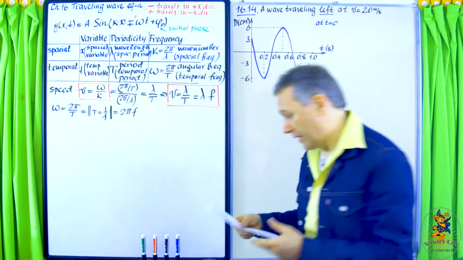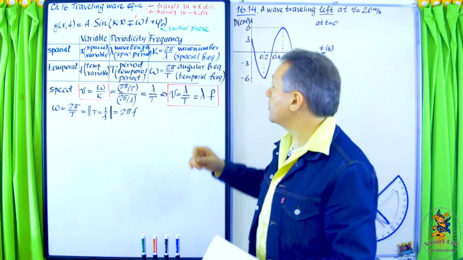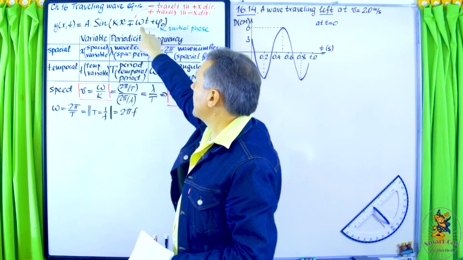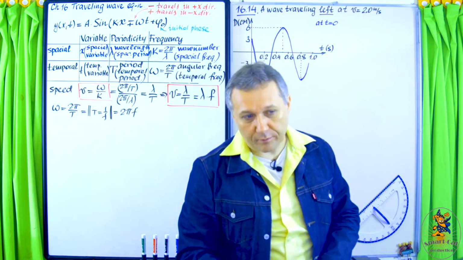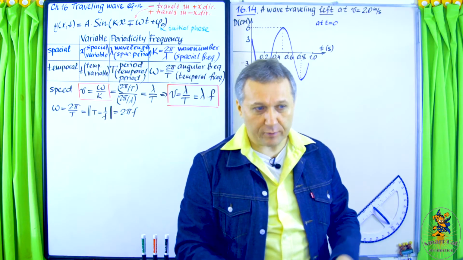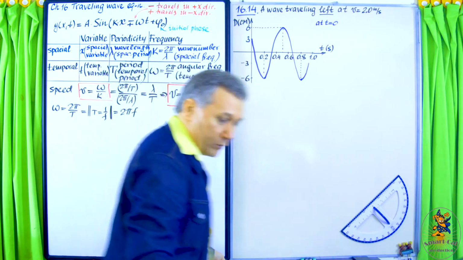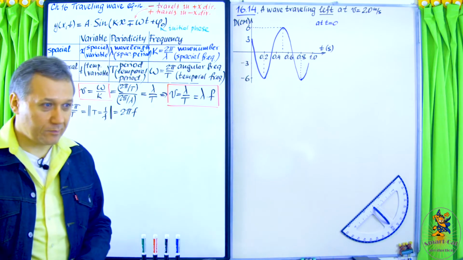Let me check if I actually mentioned everything. Another thing I should have mentioned is that this whole structure, kx plus minus omega t plus phi naught, all this structure is called the phase of a wave. Phase of the wave, right? Okay, that's it. And now let's start looking at the problems.